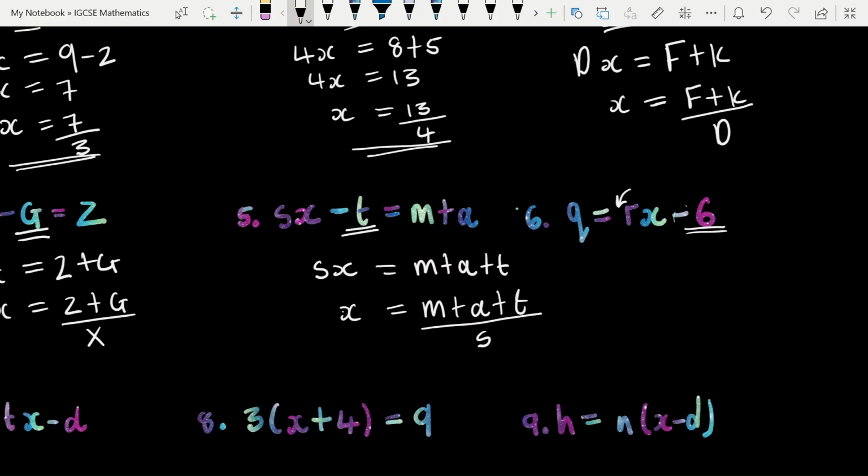We start with negative 6. Negative 6 goes to the other side. We have q, which was already there. This minus 6 is now coming to be a plus 6. That's the opposite of subtracting. And we will have rx.